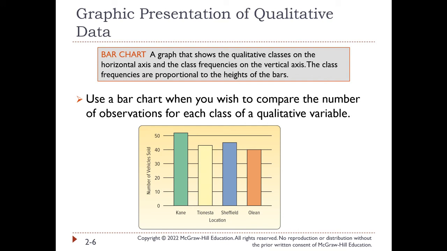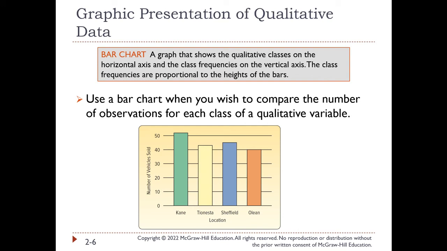So when we look at a bar chart, again, the qualitative classes are going to show up on the X or horizontal axis. And the class frequency will show up on the vertical axis, or y-axis.